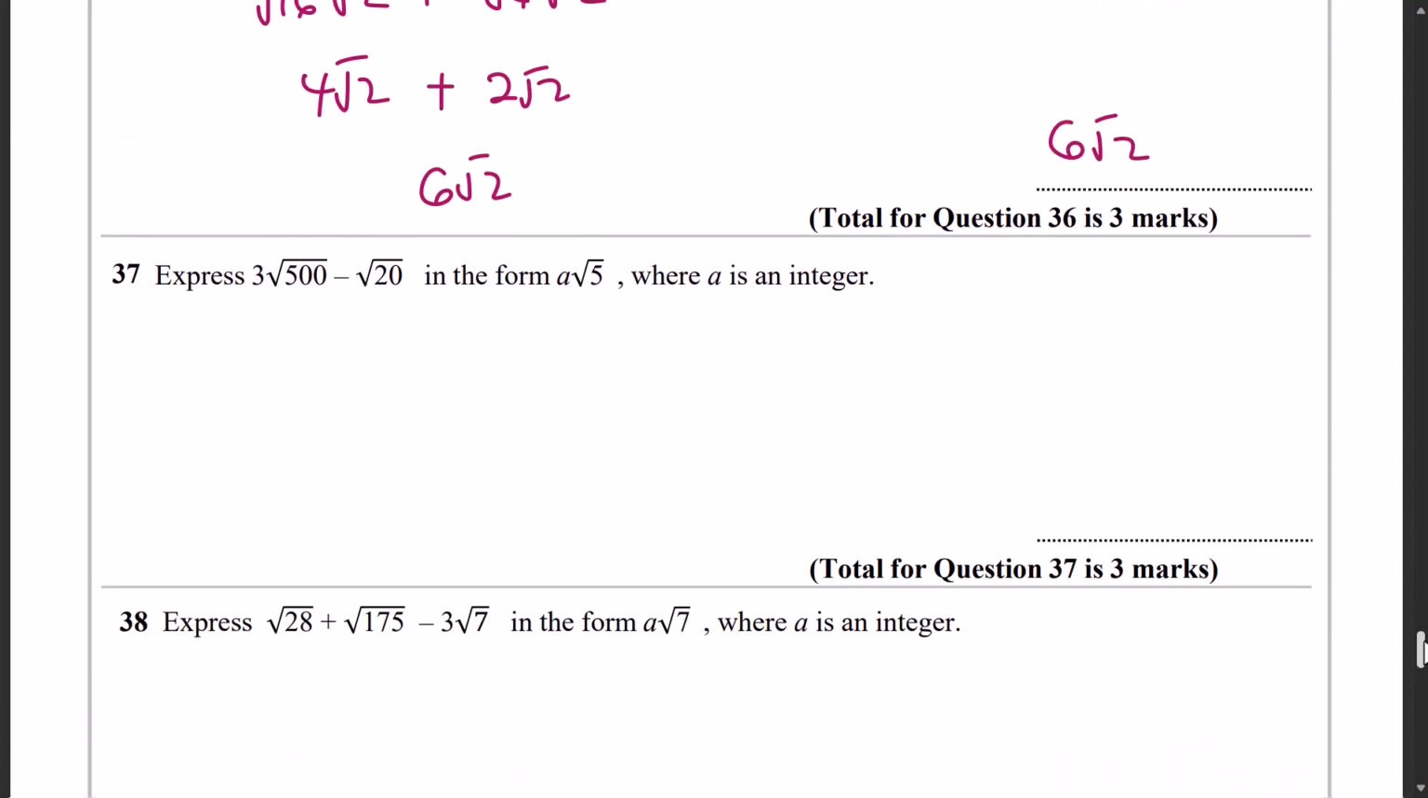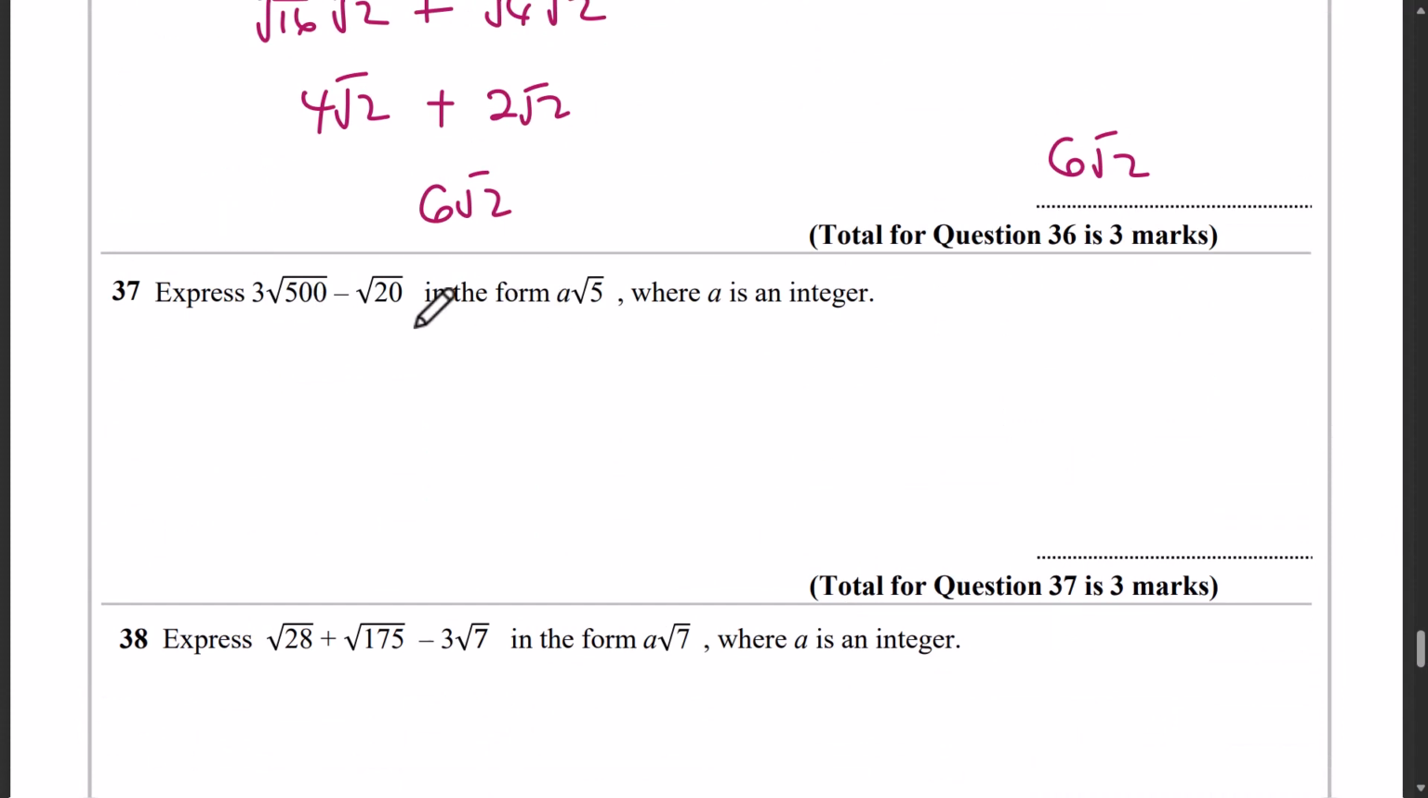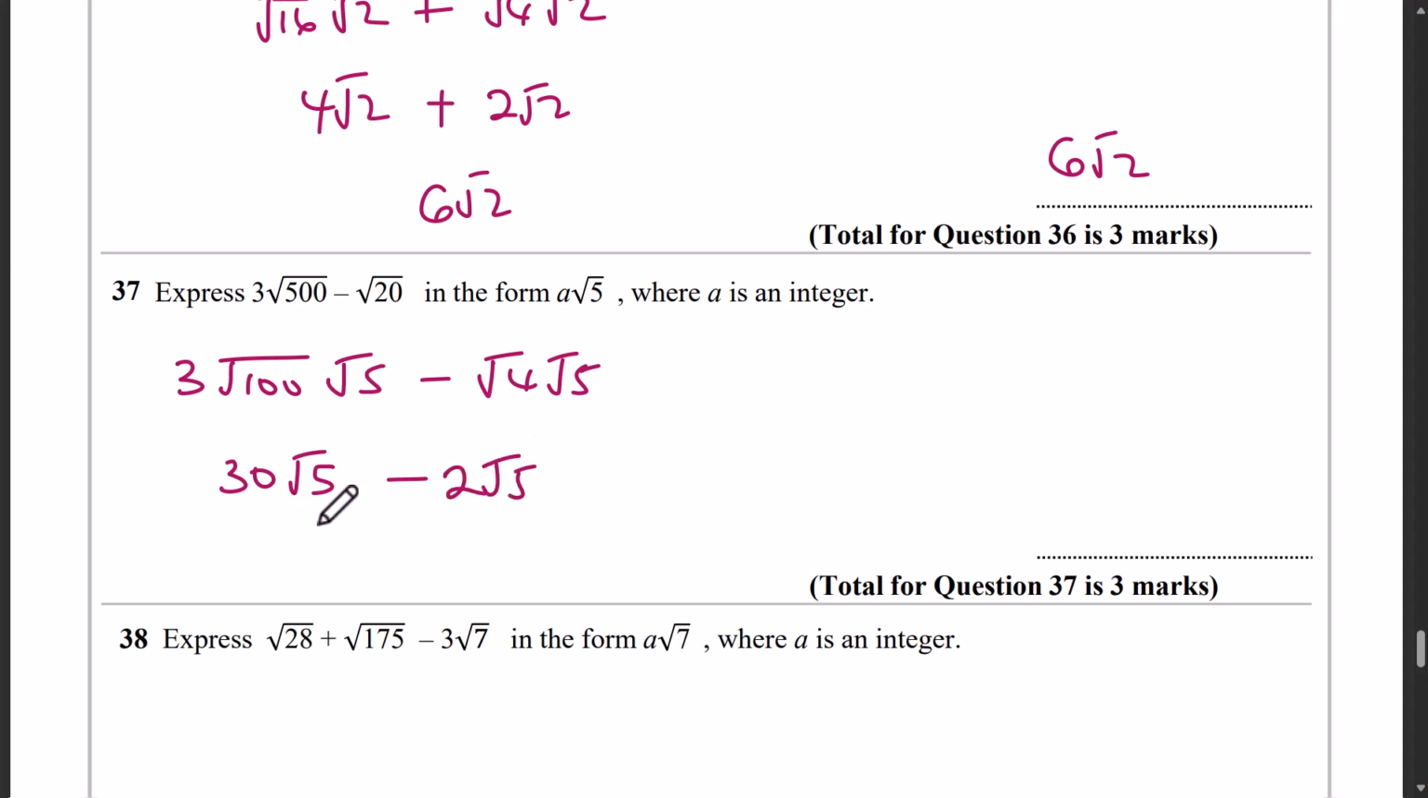And number 37, again, you need to write this in the form of this, where a is an integer. We can simplify 500 to be something like root 100 root 5, and we simplify root 20 as just root 4 and root 5. And root 100 is 10, so 10 times 3 is 30, so 30 root 5, and root 4 is 2, plus 2 root 5, and of course you can simplify because it's similar sort, so that's going to be 28 root 5.